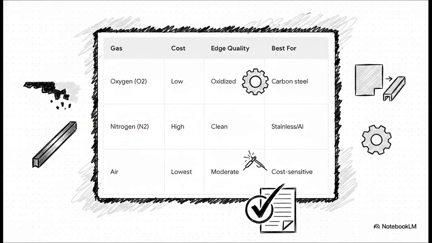And then there's compressed air. It's the cheapest of the bunch, but it leaves moderate carbonization. Honestly, it's only good for cost-sensitive internal parts that nobody's ever going to see. Bottom line, you have to specify the assist gas in every single contract.